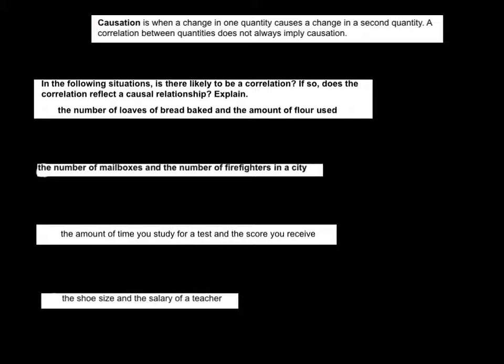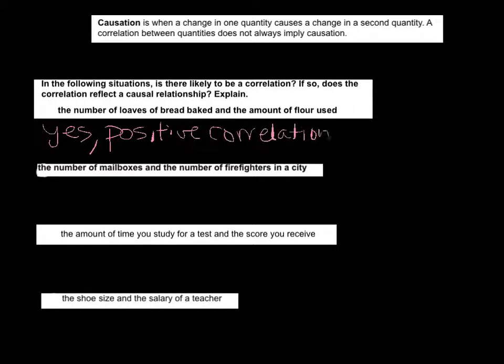Okay, so the number of loaves of bread baked and the number of flour used. Okay, yes, this is going to have a correlation. It's going to be a positive correlation, because as the number of loaves of bread baked goes up, you're also going to use more flour. So both quantities are going to go up at the same time. So yes, it's a positive correlation. And it's also going to be a causal relationship because as you bake more bread, the flour goes up.